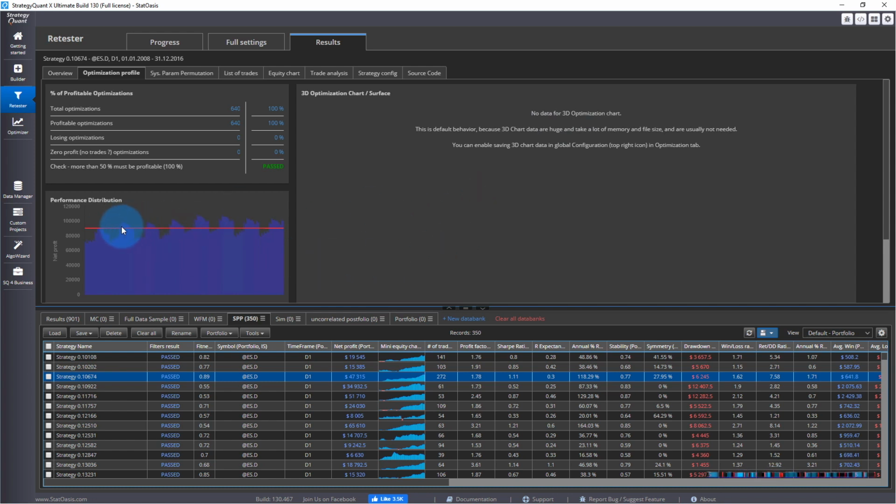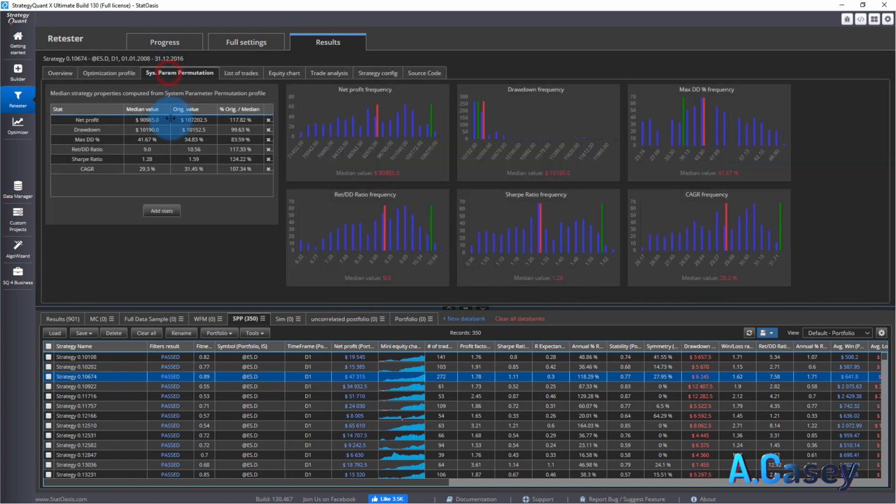But basically, this is what it tells us. This is the average net profit, and this is the distribution. I don't know if you can see, the color is not as contrasty, but basically this is the average, which is good. And then the system parameter permutation is where all the data is shown. So to understand this, let's focus on, first of all, net profit.